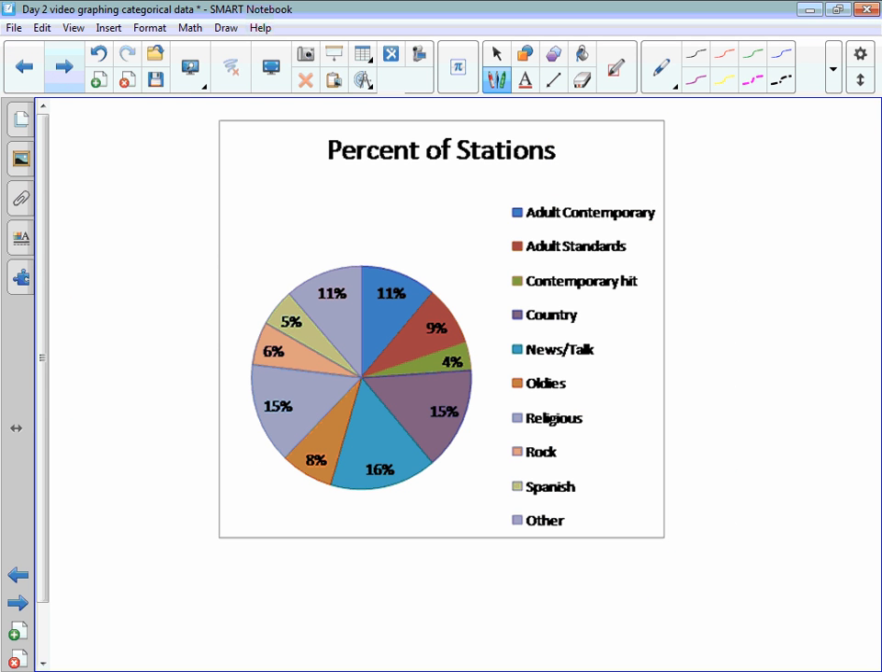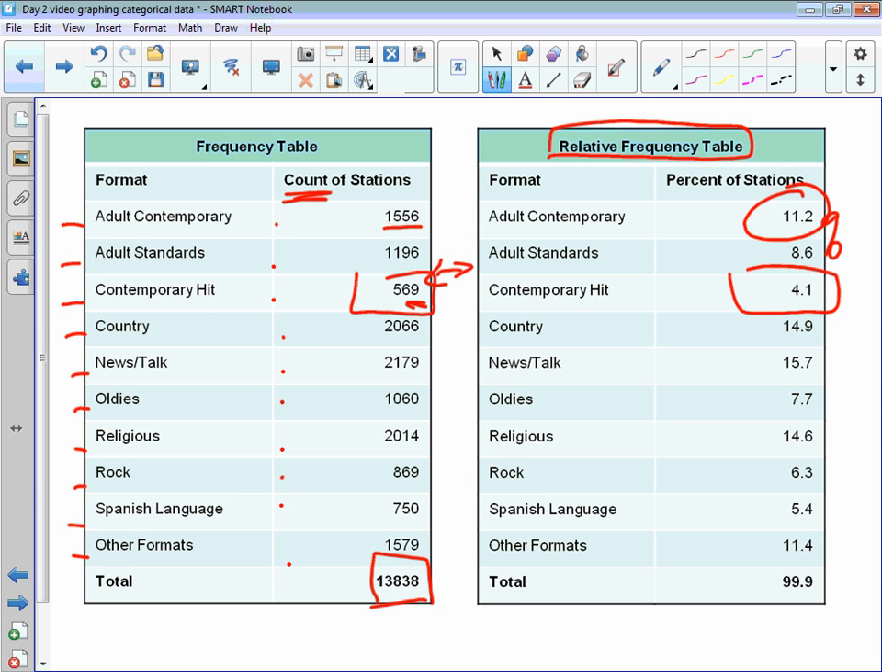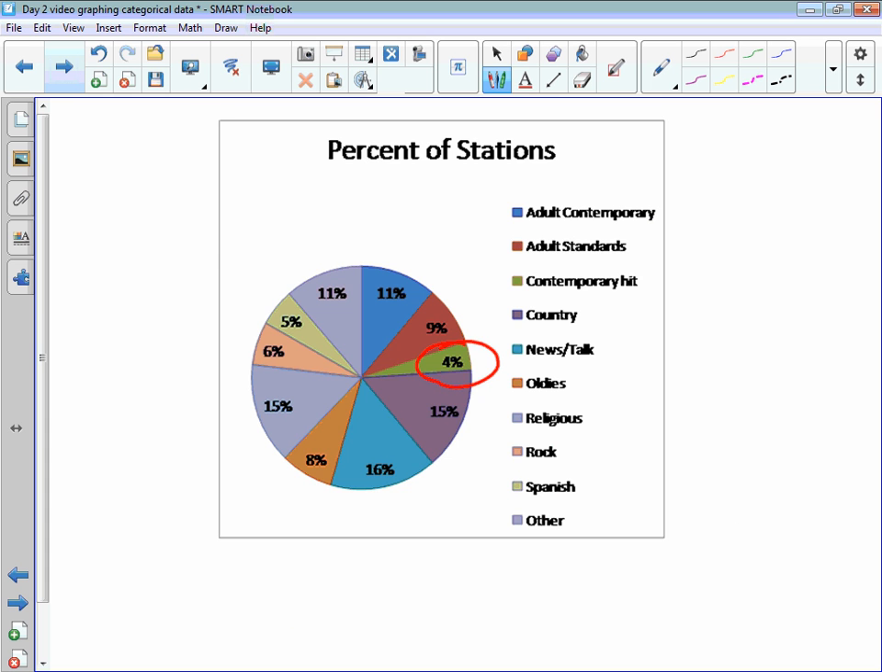Or we could display it by percentages and show this, and here once again is that contemporary. Is that the contemporary? I believe so. Yeah, that's the contemporary. And all the different categories. The last one was a bar graph, and this is a pie graph.